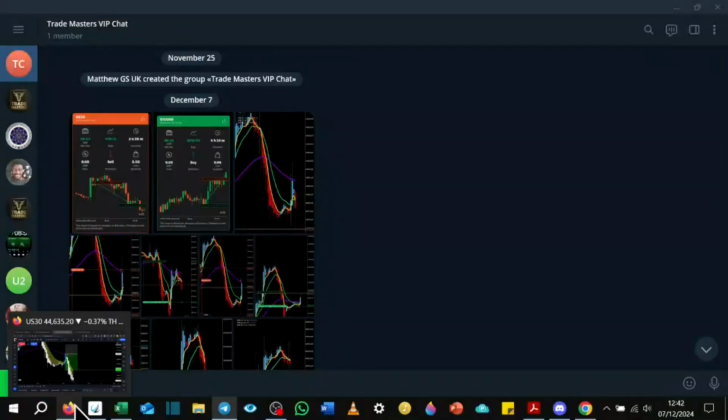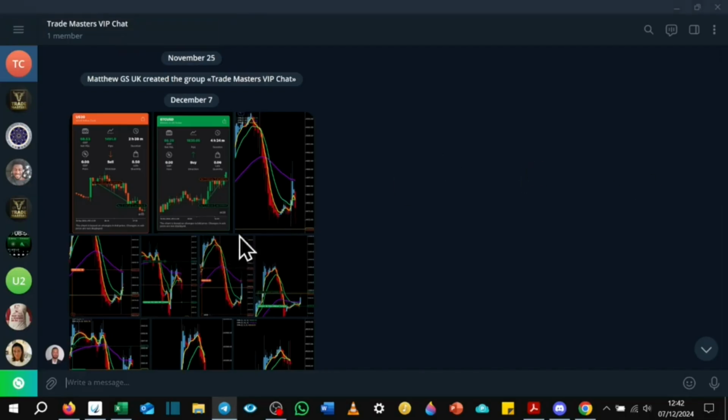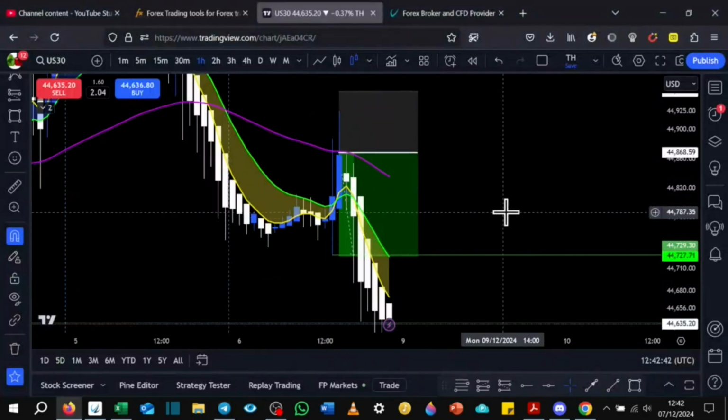So that was a beautiful trade, and that's this trade here. 1,491 pips. It was a 2 hours 39-minute trade, and this is where I sold, and then this is where you bought back your position down there. So overall, very happy with all these markets, Bitcoin, gold, and US 30.